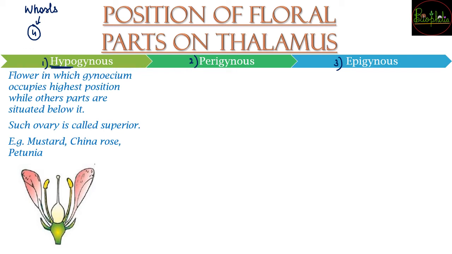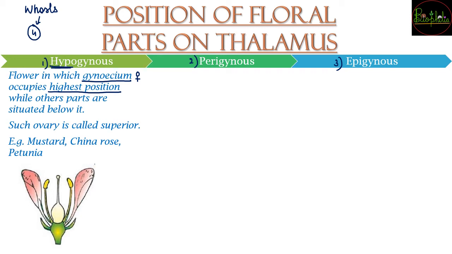Hypogynous condition में क्या होता है, the flower which is going to be called as hypogynous flower, उस केस में gynoecium यानी जो female whorl होगा, that is going to occupy the highest position, वो सबसे ऊपर रहेगा, and other whorls, that is calyx, corolla and the androecium, that is going to be situated below the gynoecium. So ovary ऊपर होगी और बाकी के सारे whorls नीचे से originate होंगे.